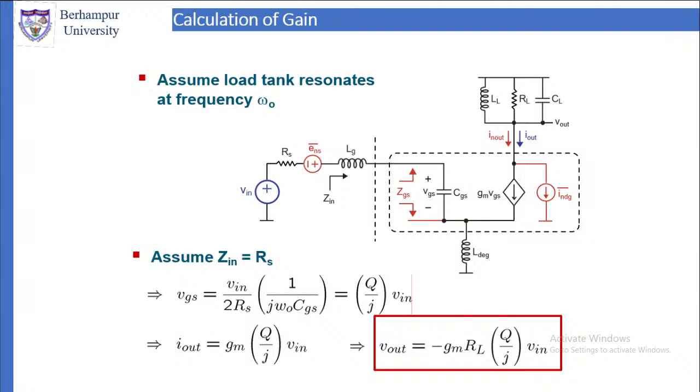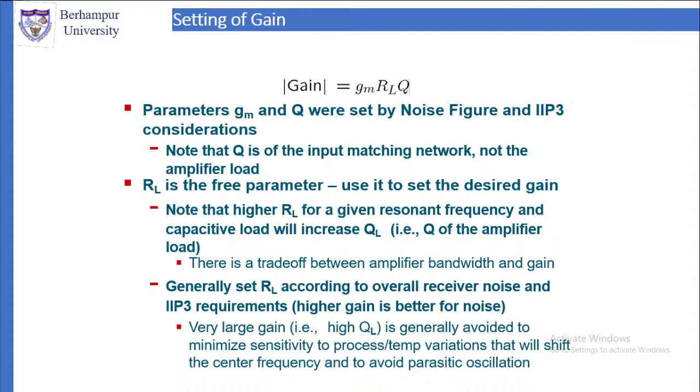I output current is equal to Gm into VGS. So I out is equal to Gm into Q by j into Vin. So that gives us Vout is equal to minus Gm into RL into Q by j into Vin.